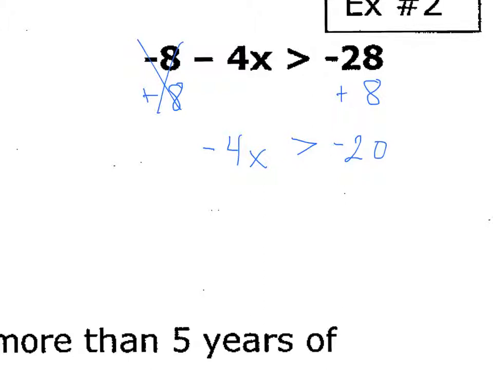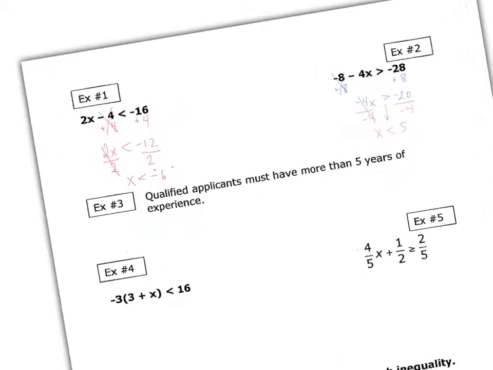To undo that 4 and the x, we have to divide each side. Well, what do we have to divide by? We need to divide by that -4. Those -4's cancel out, so we have an x, but remember what happens when we divide by a negative on both sides. We have to flip the inequality, and then -20 divided by -4 would give you a positive 5. Okay, so make sure you remember what you have to do to inequalities if you divide by negative on both sides.